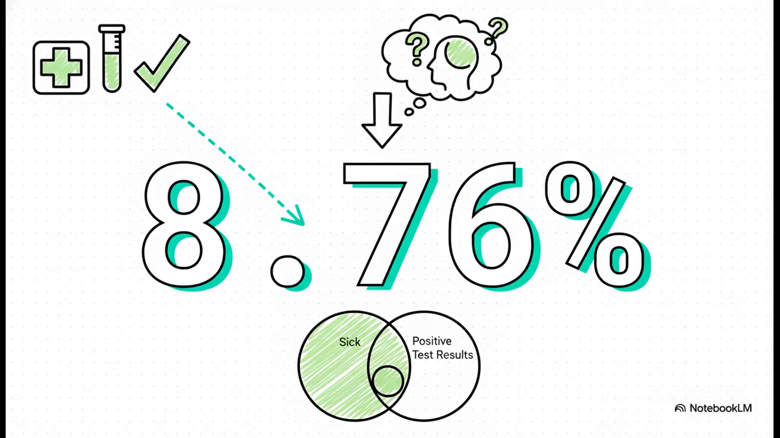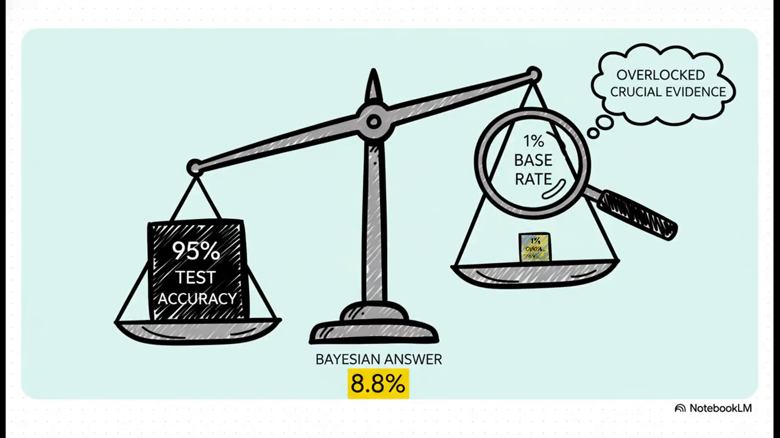Yeah. Let that sink in for a minute. You have a positive result from a test that's 95% accurate, and yet there's less than a 9% chance the person is actually sick. Wild, right? So, what on earth is going on here?